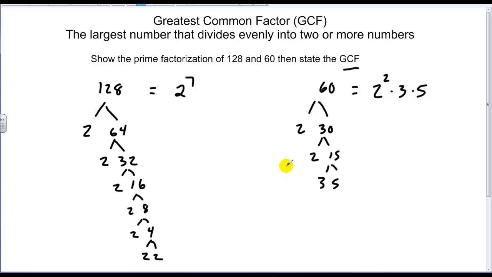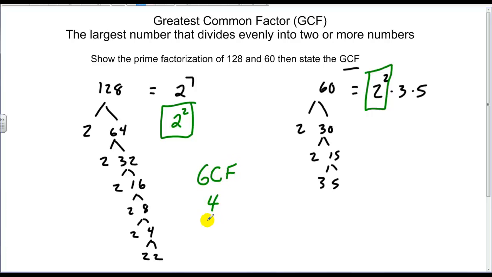Now, what's common? Well, there's no 5 in the 128 term. There's no 3 in the 128 term. The only thing that's common are the 2s. Well, how many 2s are common in both? Well, I know that this has 2 squared in it, so there must be 2 squared in here, because I have 2 to the 7th. So what's common is 2 squared, and the GCF is the number 4. That's the greatest common factor of the two numbers.